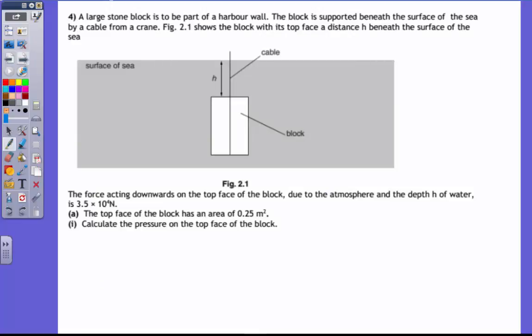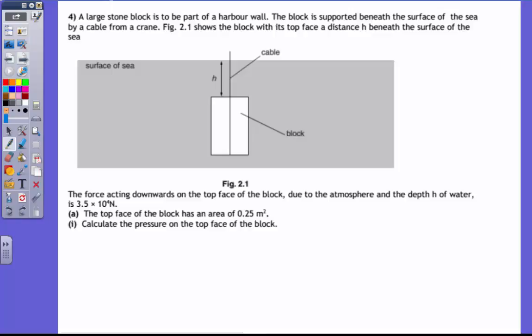Question 4. A large stone block is to be part of a harbor wall. The block is supported beneath the surface of the sea by a cable from a crane. Figure 2.1 shows the block with its top face at a distance h beneath the surface of the sea.